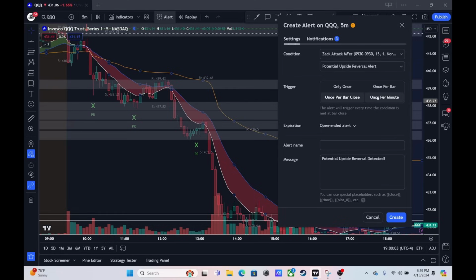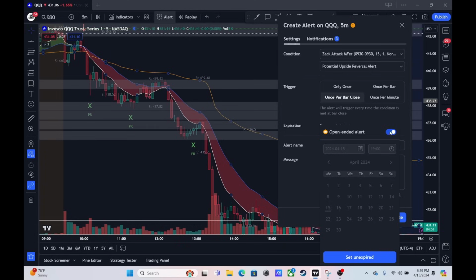Once per minute, that's very annoying. That means every minute it's going to remind you. So once per bar close. Now, open-ended alert means this alert will never expire. Every single time QQQ has a 5-minute upside PR notification, I'm going to get one.